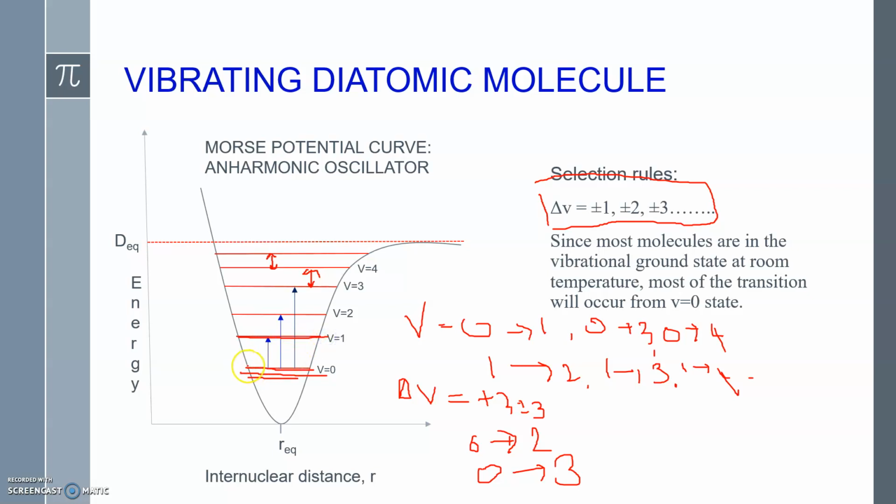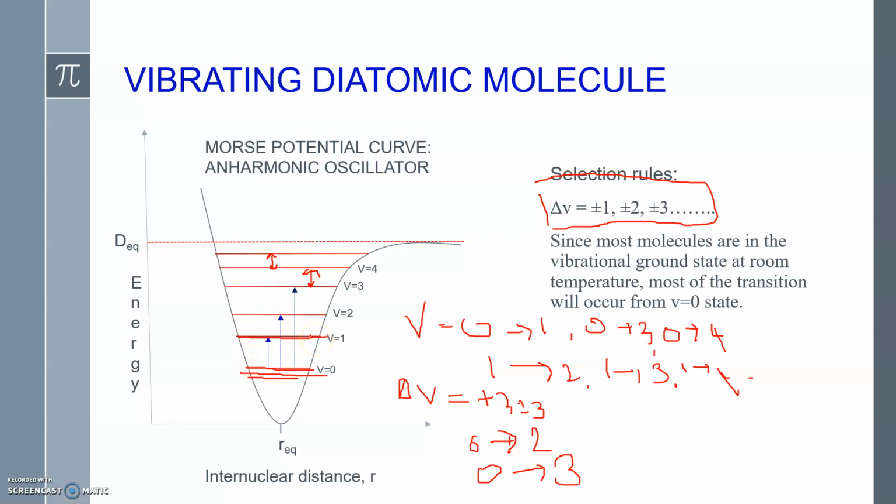Because on raising the temperature, the energy of the molecules increases. Therefore the molecule will go and occupy the V = 1 state, so it becomes appreciable. So the transition from V = 1 to V = 2 will be observed at high temperature. We said that at room temperature the molecules are in the V = 0 state, so all the transitions start from V = 0: 0 to 1, 0 to 2, 0 to 3. But at high temperature, the molecules get more energy, so they can occupy the V = 1 state.